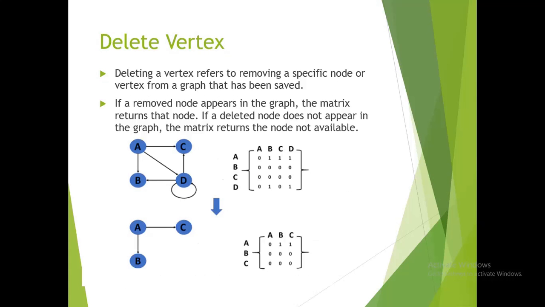Delete vertex. Delete a vertex refers to removing a specific node or vertex from a graph that has been saved. If the removed node appears in the graph, the matrix returns that node. If the deleted node does not appear in the graph, the matrix returns that node not available.